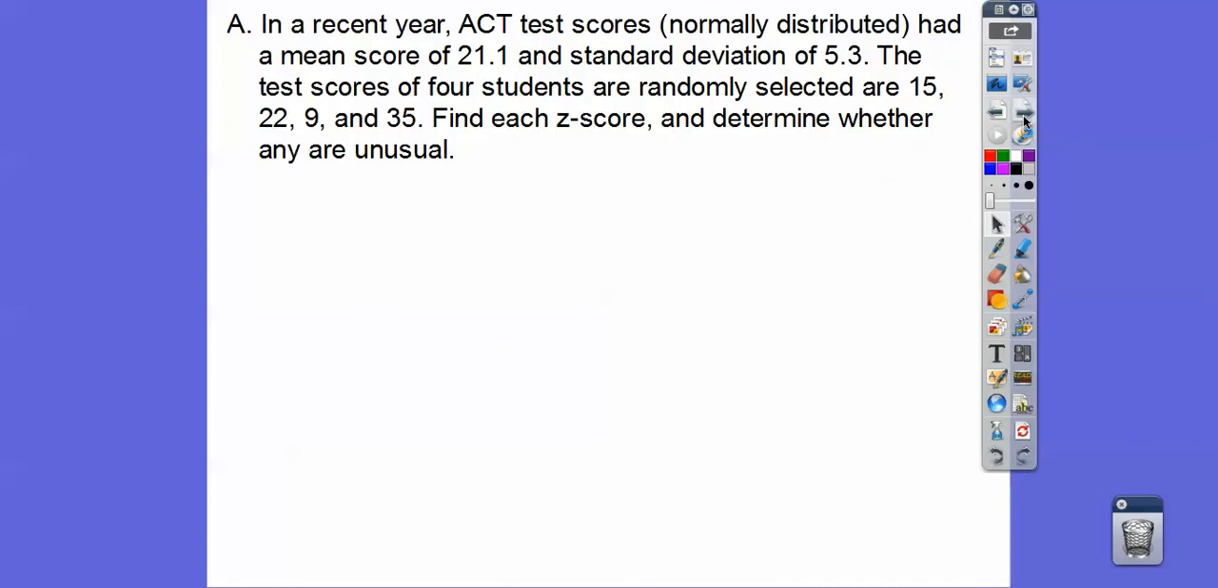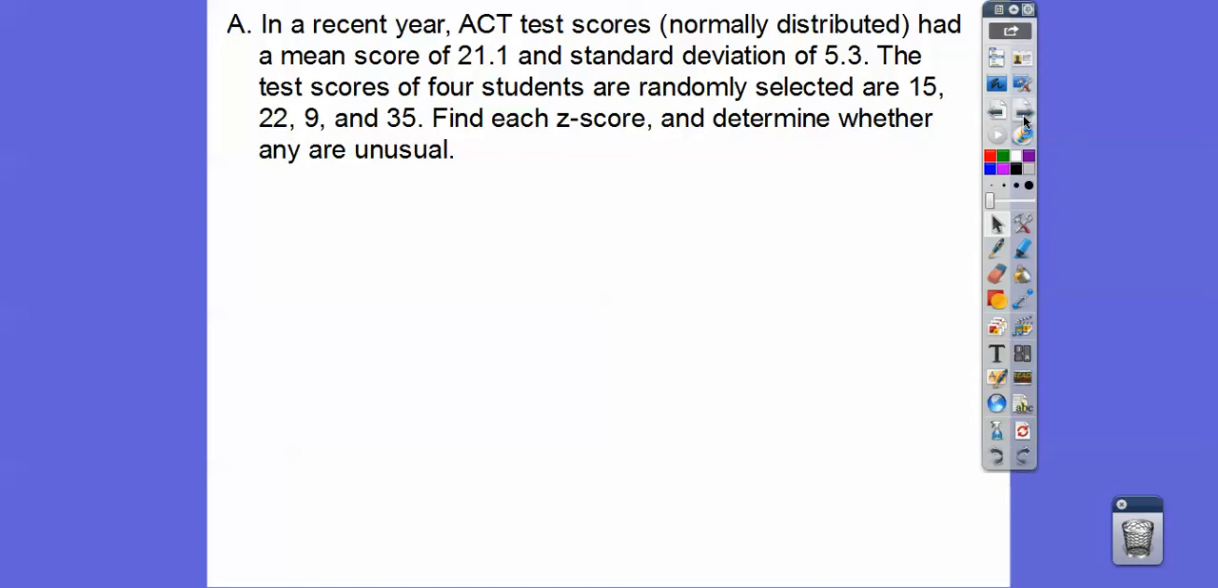In a recent year, ACT test scores were normally distributed, with a mean score of 21.1 and a standard deviation of 5.3. The test scores of 4 students are randomly selected: 15, 22, 9, and 35. Find each z-score and determine whether any are unusual.